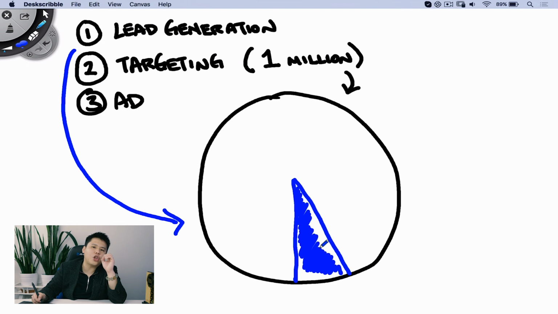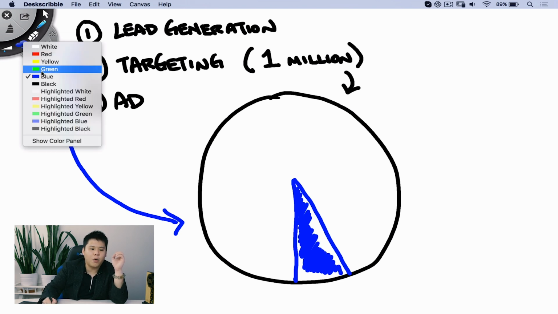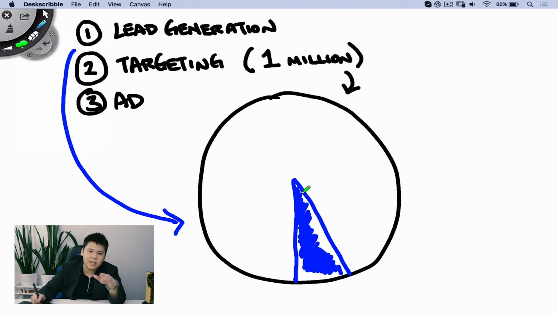But when you continue to run your ad, what's going to happen is that once Facebook exhausts the lowest hanging fruit audience within your 1 million audience size, they are now going to serve their ads to a different segment of people. These people may not be the ones most likely to give you a lead, but these people may interact with your ad.